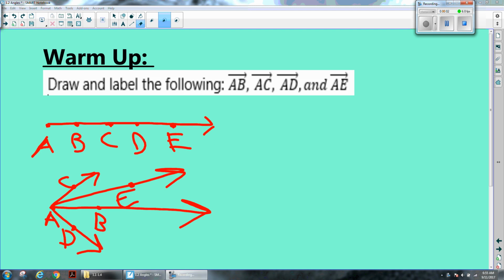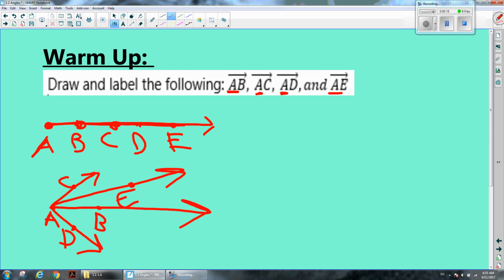So there were a few different ways that you could draw the warm-up. Remember, each of these rays is starting at A. A is the endpoint, and it goes through those other points. So here's a ray with endpoint A. It goes through B and C and D and E.